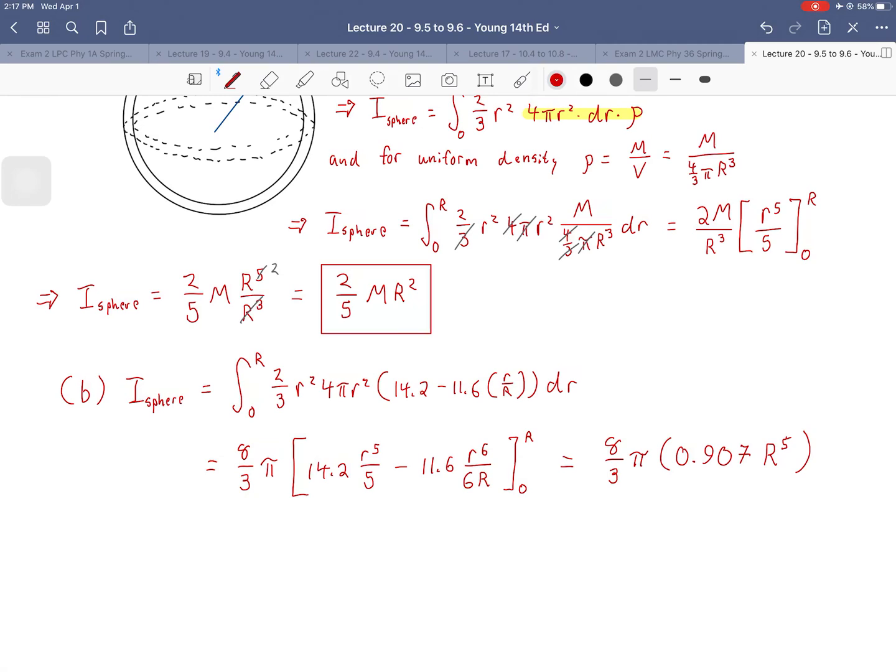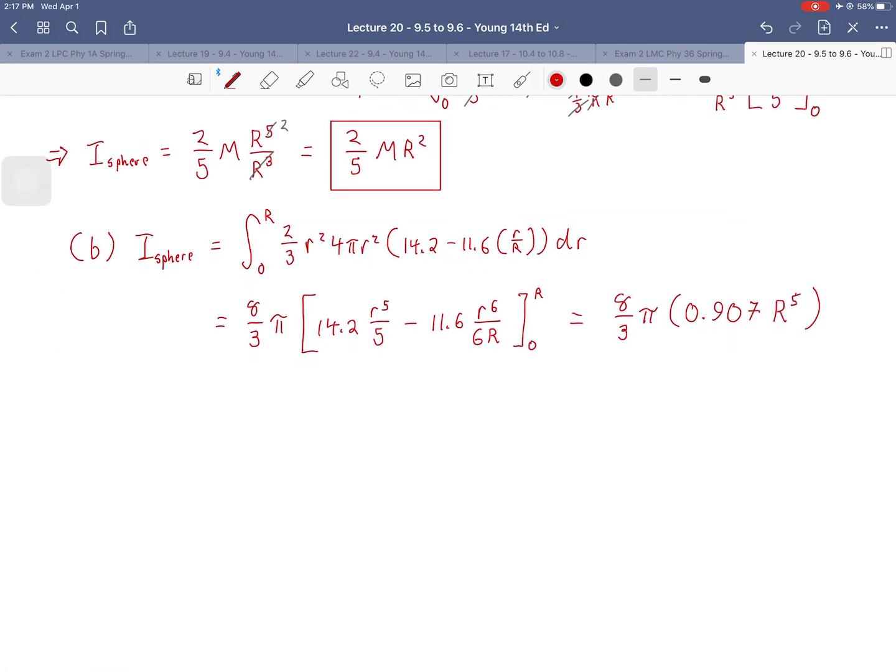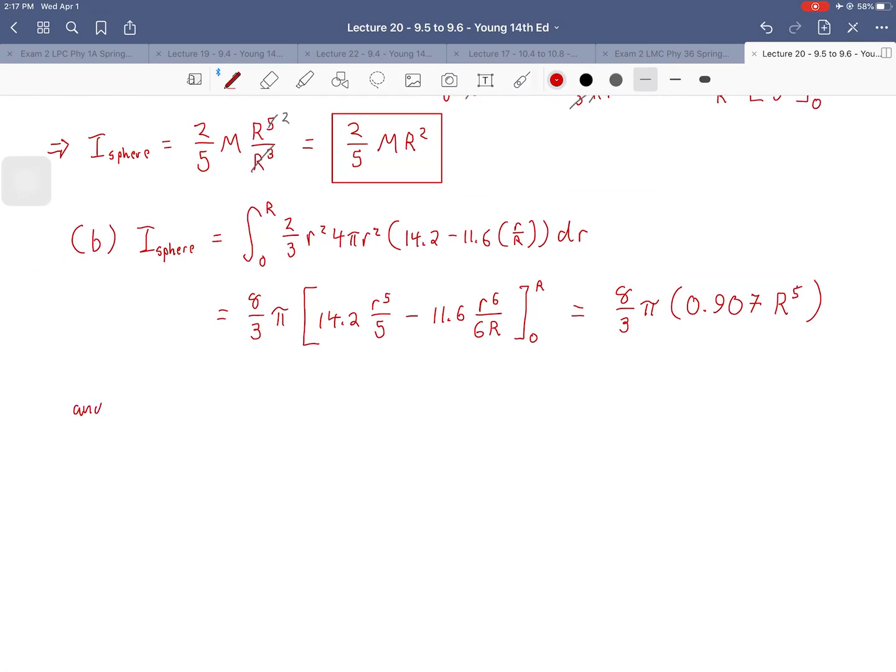So what we need to do then is express our answer in the correct form. It's got to have total mass in it, and it's got to be r squared. Well, how do we do that? The way to do it is to do the total mass integral, just like we did for the rod. And we find the total mass integral.